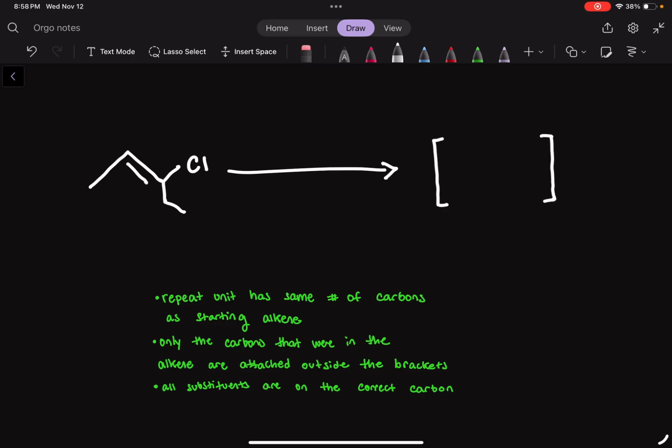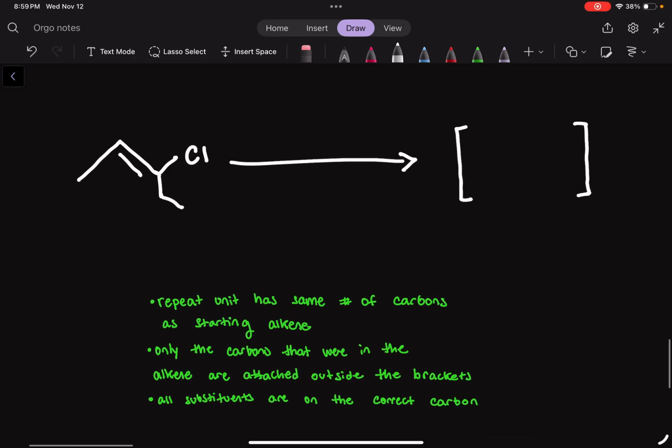Hey guys, I got a few questions on how to draw the repeat unit when you're given a starting alkene, so I wanted to make a quick video clarifying it. So when you're given a starting alkene and asked to find the repeat unit after polymerization, doesn't matter which type, you're going to want to do three main things.